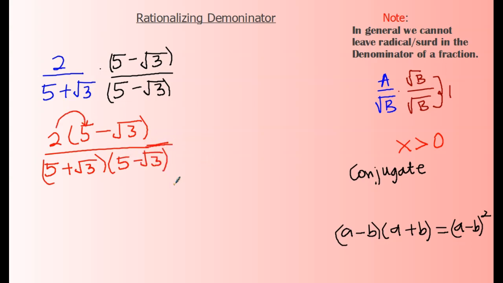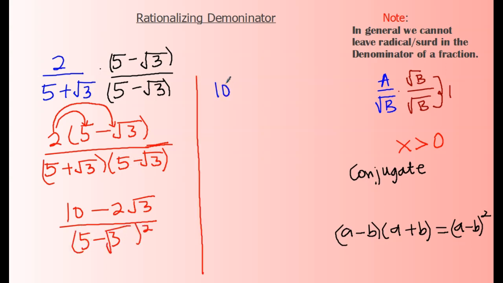Let's multiply that, which will give us 10. And let's multiply the number here, which is 1, with minus 2 root 3. And here is a difference of 2 squares. So we will take this one and we square: 5 minus 3 minus square root of 3 all squared. Repeat 10 minus 2 root 3 divided by 5 squared, which is 25.